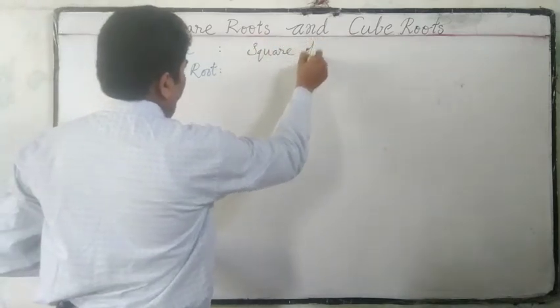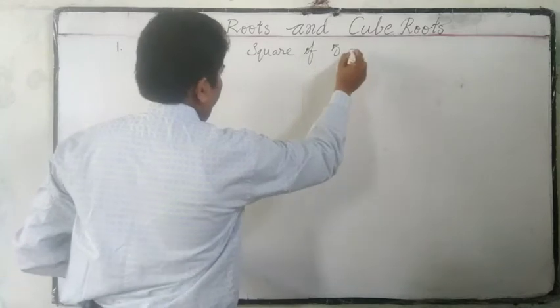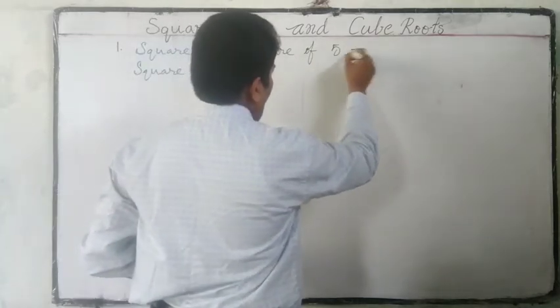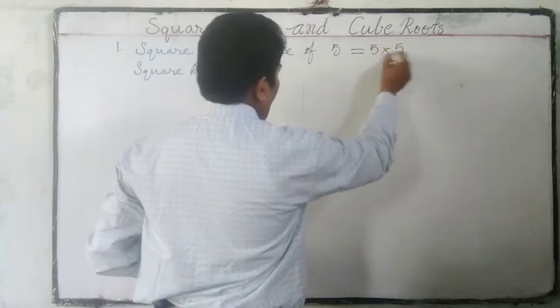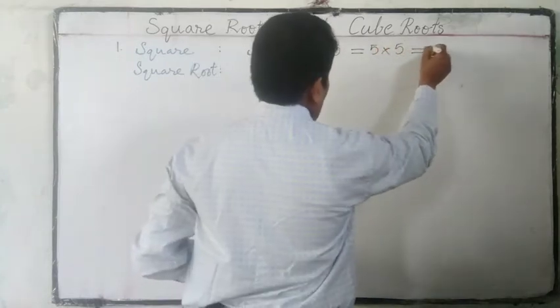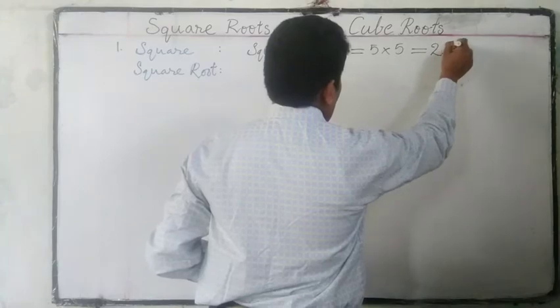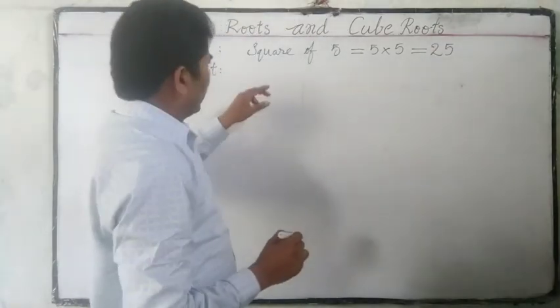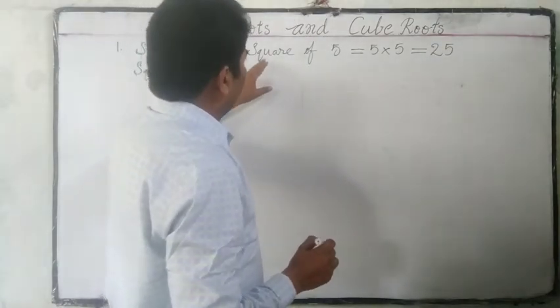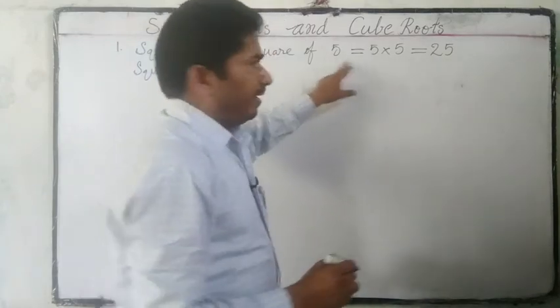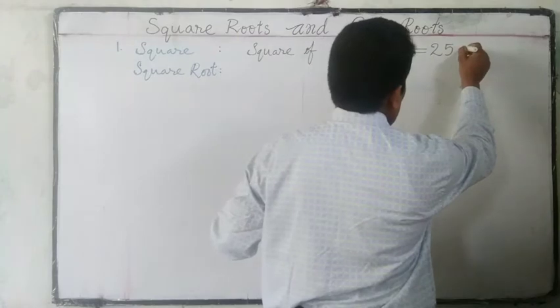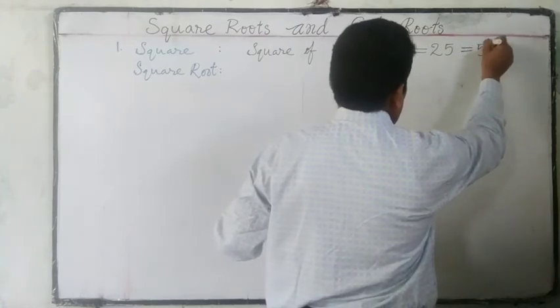Square of 5 is equal to, we have to multiply this number itself. 5 fives are, product is 25. So 25 is the square of 5, and also we can write 5 square.